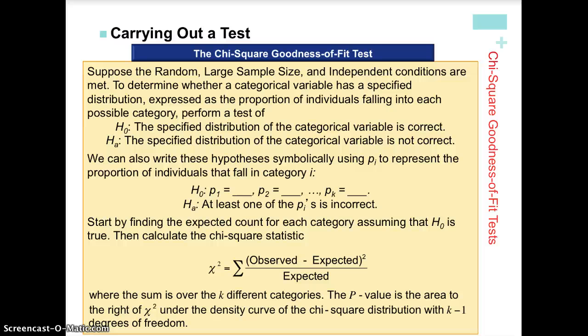The other part of the do is where we get the p-value based on our chi-square, and we also list the degrees of freedom. The last part, of course, is the conclude, and that's where we talk about either rejecting or failing to reject based on whether or not we have enough evidence.